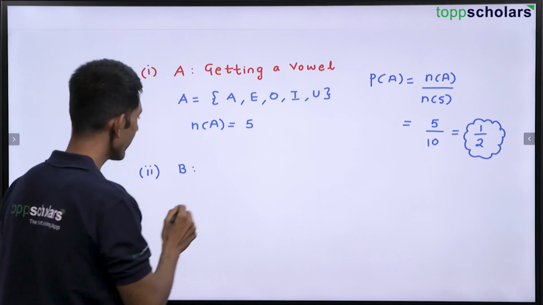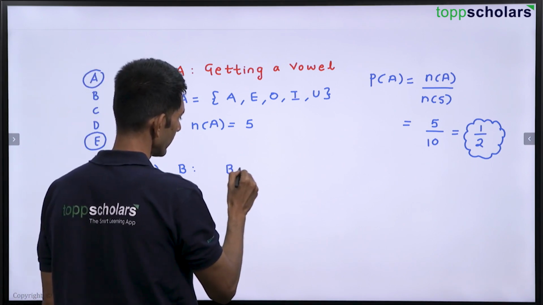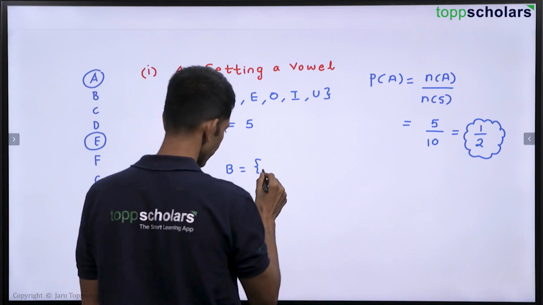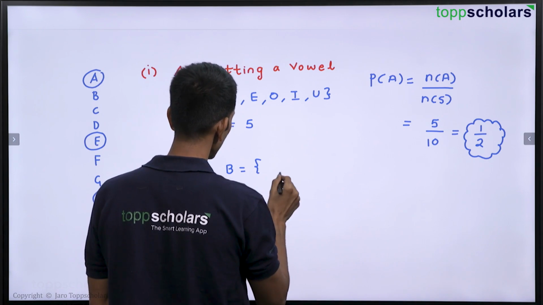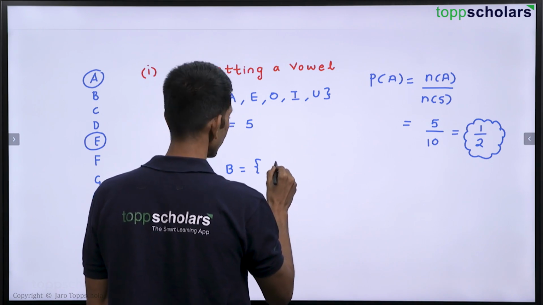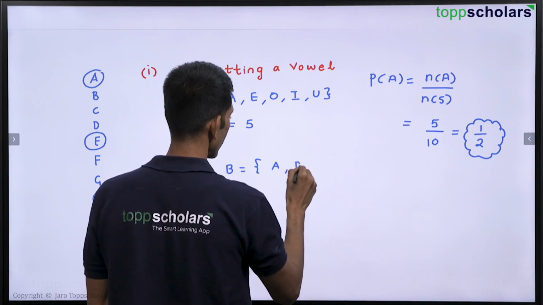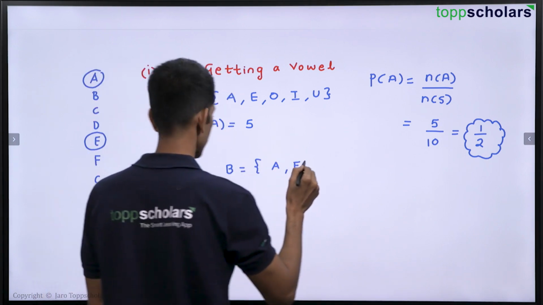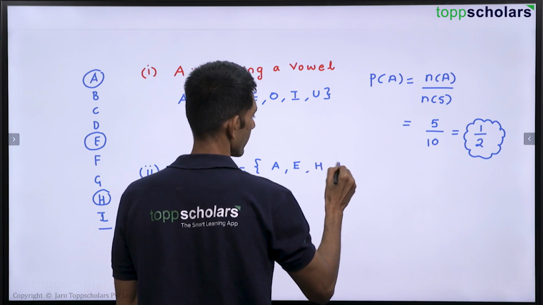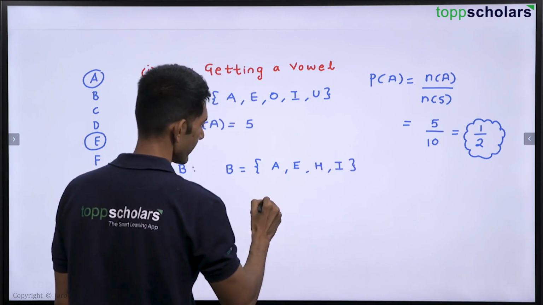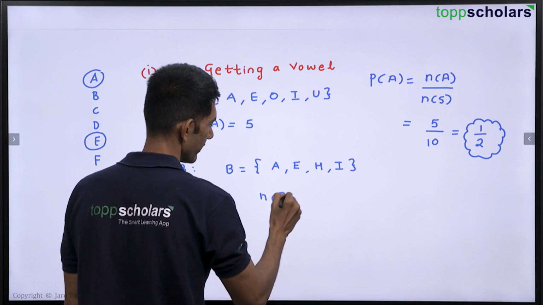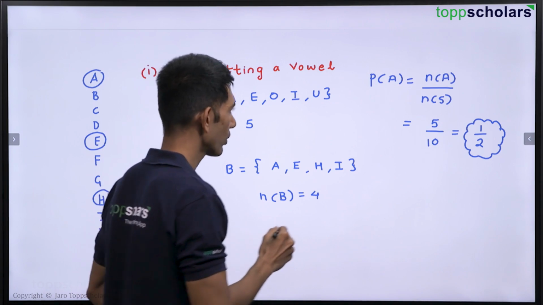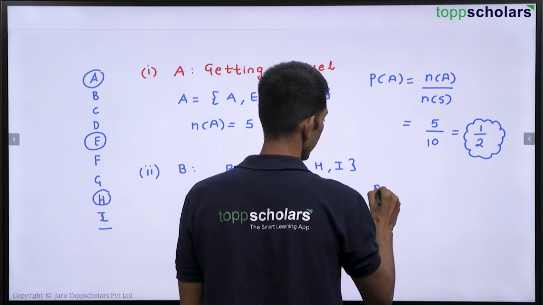So can I say in event B, out of the first 9 letters of the English alphabet, here what am I going to have? Here I am going to have A, B, E, H, I. So can I say number of elements in event B are 4? And if the number of elements in event B are 4, what will be the probability of event B?